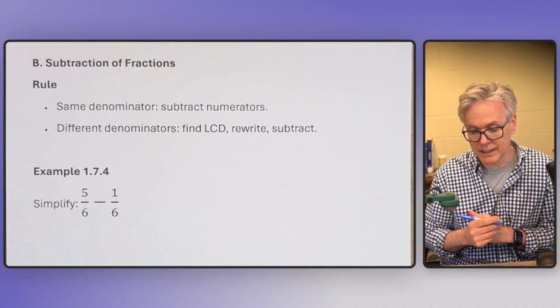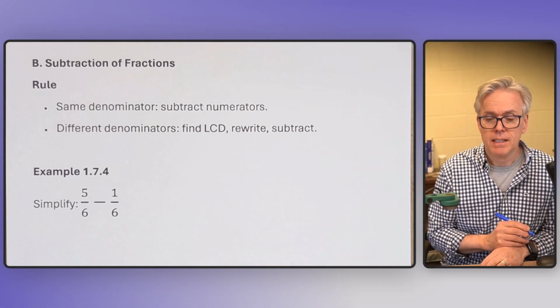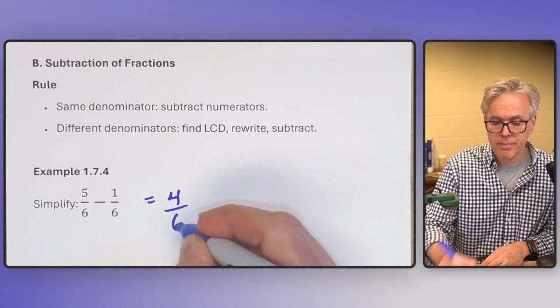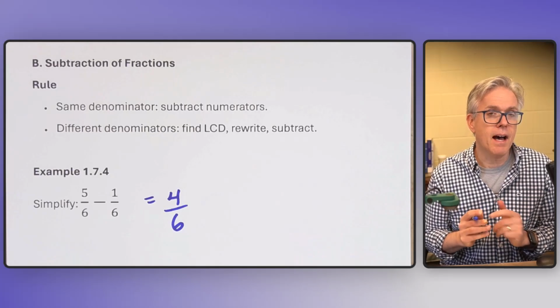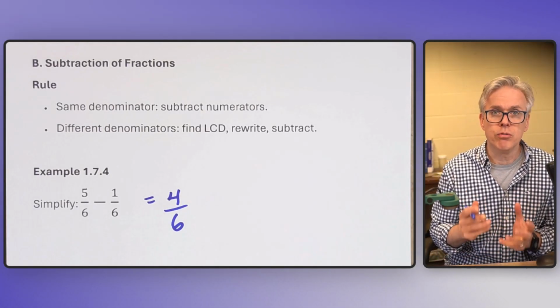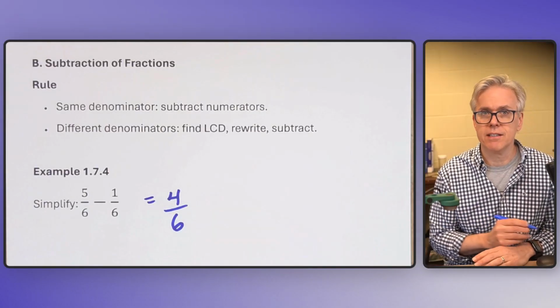5/6 minus 1/6. So we have the same denominator, so we're going to say 5/6 minus 1/6 is 4/6. Now, one thing that did not occur in the first part when we were adding fractions was reducing. Now, we often want to reduce these fractions.